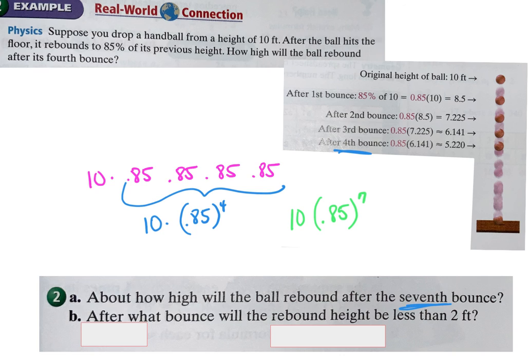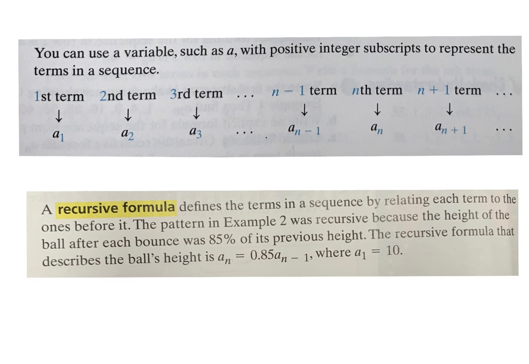All right. Right below this, it says you can use a variable such as a with positive integer subscripts to represent a term in a sequence. So like in this one we just did, the first term would have been a, and then we have this little subscript with a 1. So a sub 1 is usually how it's pronounced, subscript of 1. A sub 2, a sub 3, a sub n minus 1, a sub n meaning the nth term. So I can just fill that in with whatever term I want to. And what starts happening is you start coming up with formulas.